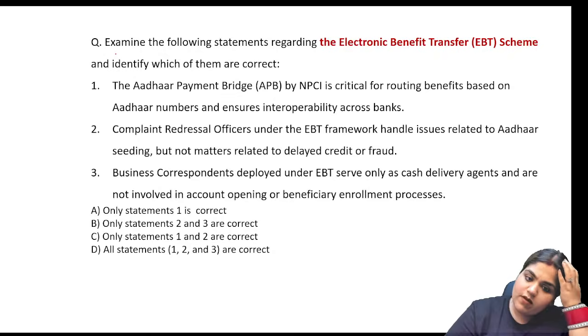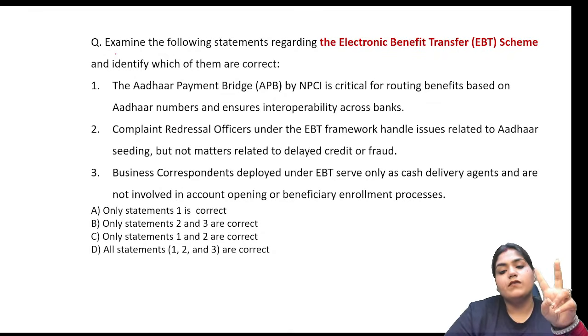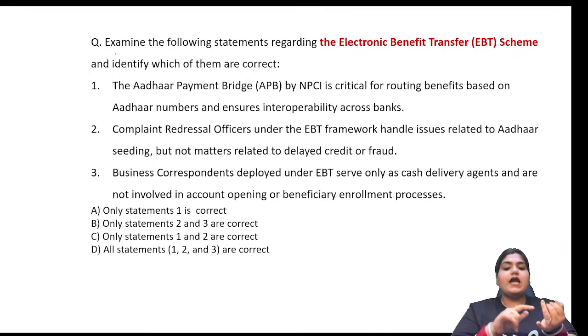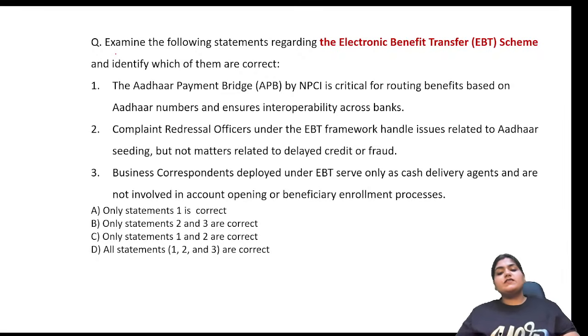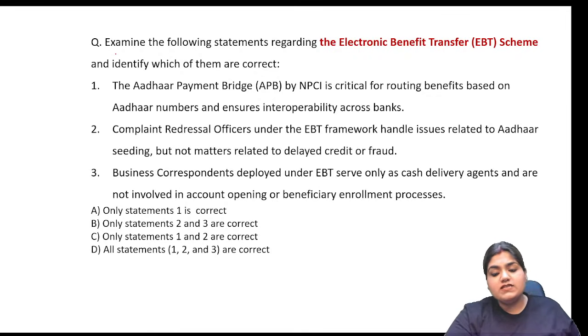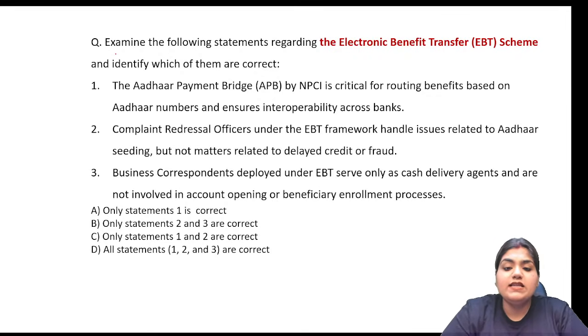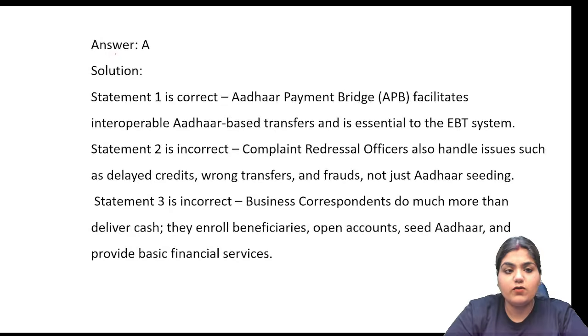See, statement number 1 is correct, statement number 2 and 3 are not correct. Compliant redressal officer also handles delayed credit, wrongful transfer, transfers, and frauds. They do not just handle the seeding. This is incorrect. Business correspondents do much more than delivering cash. They enroll beneficiaries, open accounts, and seed Aadhaar. So statement number 1 is correct, 2 and 3 are not correct. That will give us A as the correct answer. Very good, very good. A is the correct answer.